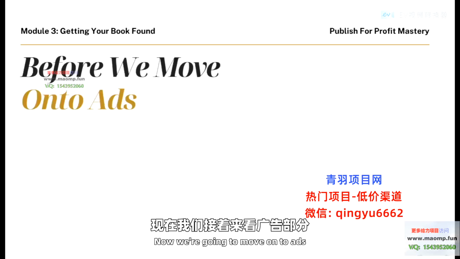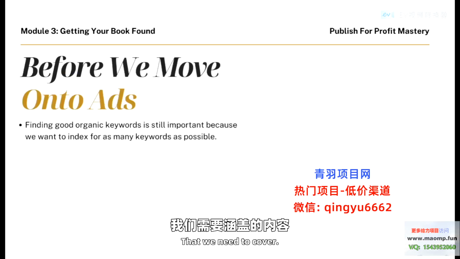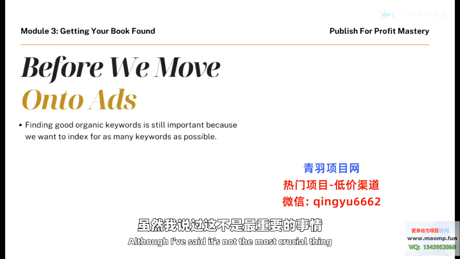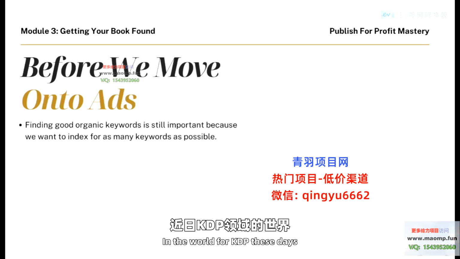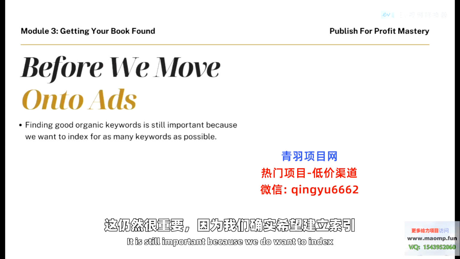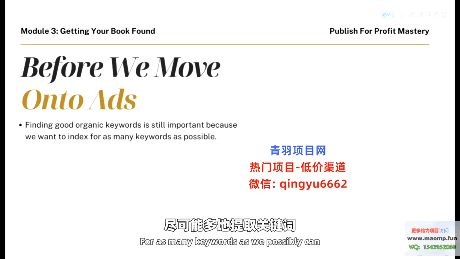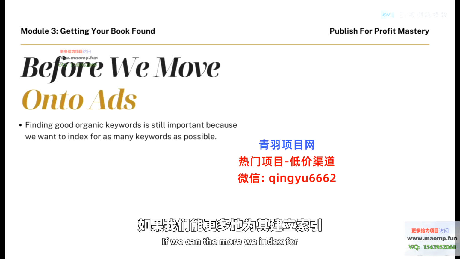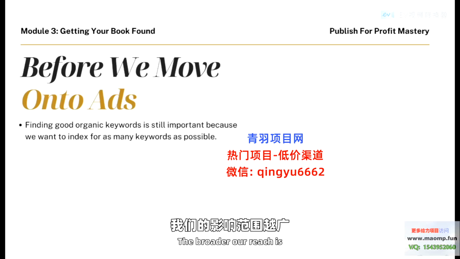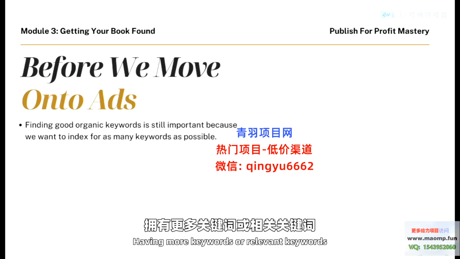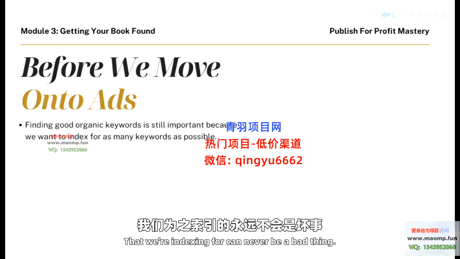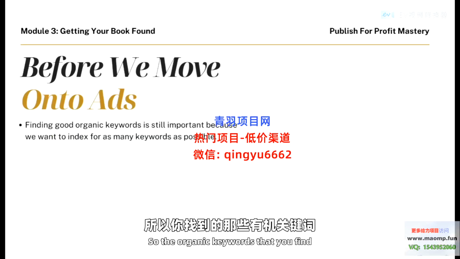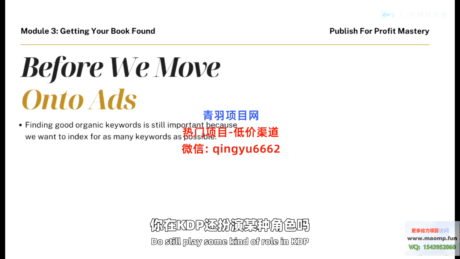Now we're going to move on to ads, but before we do that, there are a few things that we need to cover. You see, finding good organic keywords, although I've said it's not the most crucial thing in the world for KDP these days, it is still important because we do want to index for as many keywords as we possibly can. Again, going all the way back to the start, the more we index for, the broader our reach is. Even if we're not necessarily ranking for them, having more relevant keywords that we're indexing for can never be a bad thing. So the organic keywords that you find do still play some kind of role in KDP.